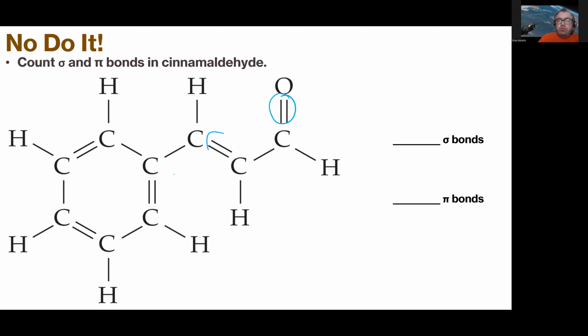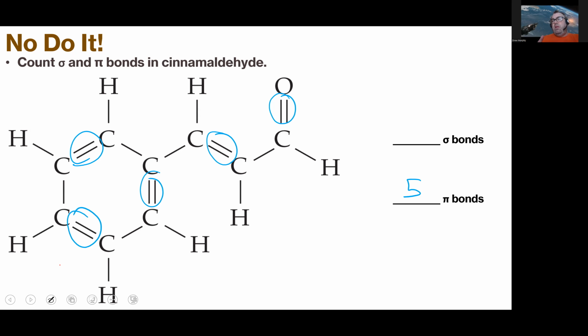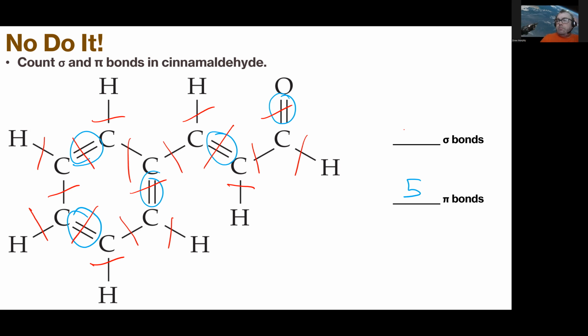1, 2, 3, 4, 5. Every double bond has 1 pi bond. There's 5 double bonds, so that's 5 pi bonds. Every bond, not just the pi bonds, but every bond, has a sigma. So now count everything: 1, 2, 3, 4, 5, 6, 7, 8, 9, 10, 11, 12, 13, 14, 15, 16, 17, 18. So there's 18 sigma bonds and 5 pi bonds. That's how we can figure it out.